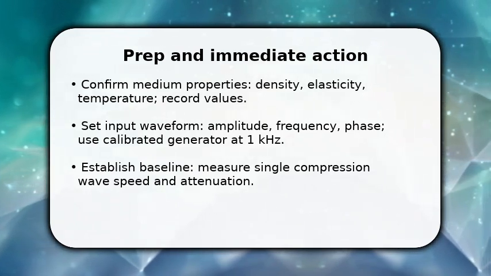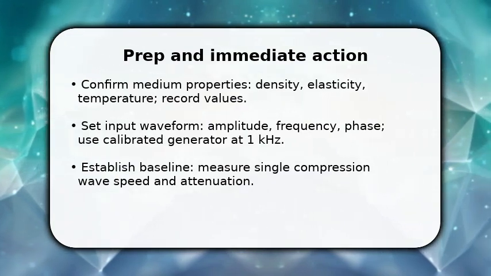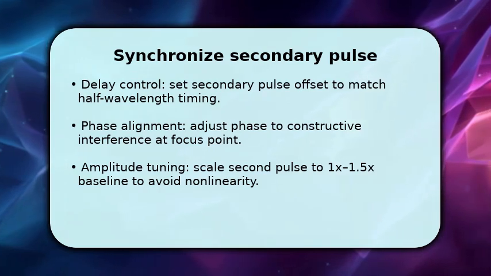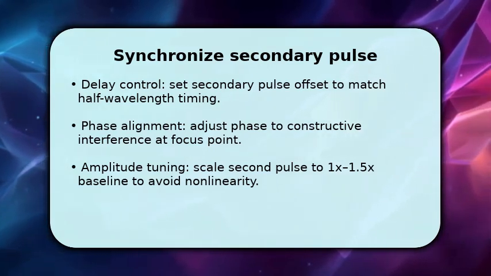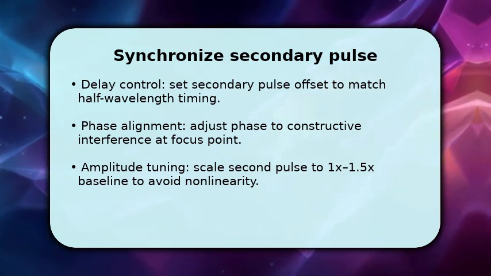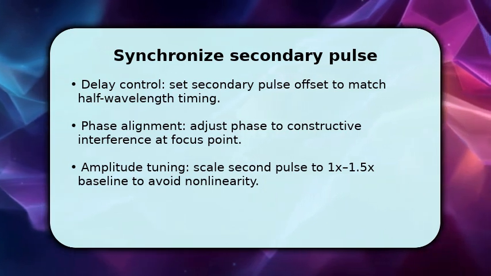Make sure to synchronize your sensors and generator. Timing precision is critical to double the effect rather than distort it. Next, you introduce the secondary pulse with precise timing. Align its delay to arrive at the target zone when the first wave is in the optimal compression phase. You do this to force constructive interference, so adjust phase until peaks coincide.